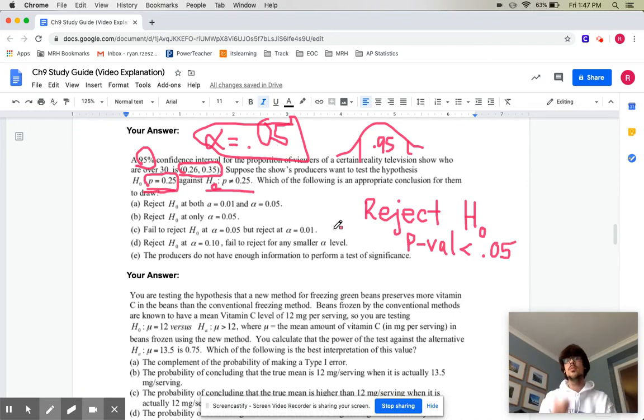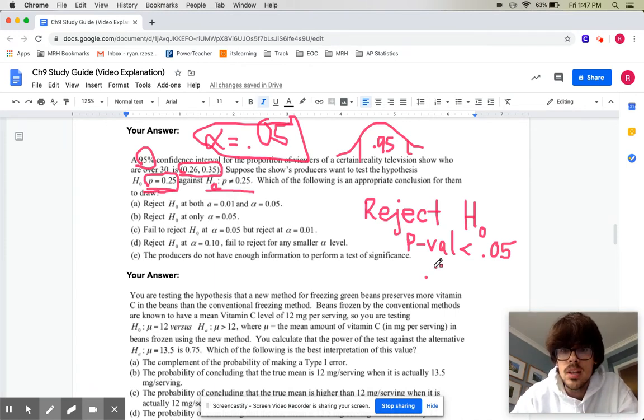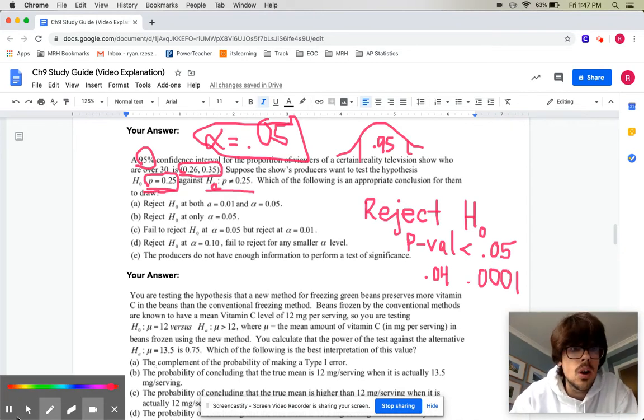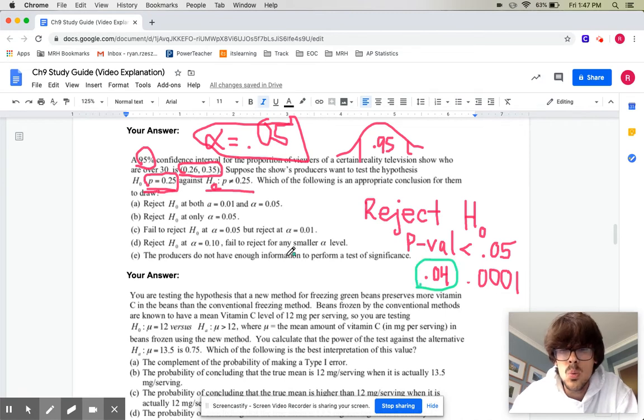0.05 significance level. Here's the thing. We don't know if that p-value could be like 0.04 or it could be like 0.00001. Either of those is a possibility for the p-value because all we know is that it's under 0.05. So if our p-value ends up being this guy right here, well, then we would not reject at the alpha equals 0.01 level. If it was like this guy over here, then yeah, we could reject at the 0.01 level. We just don't know.